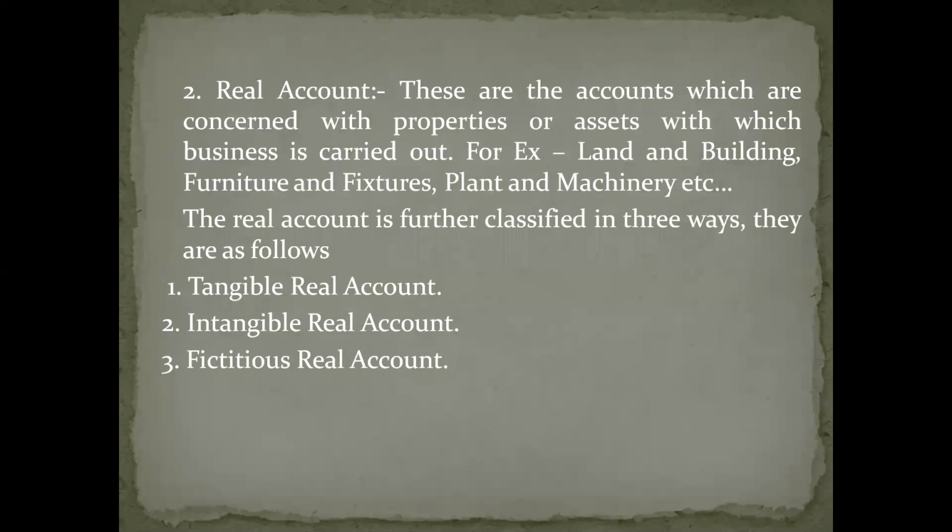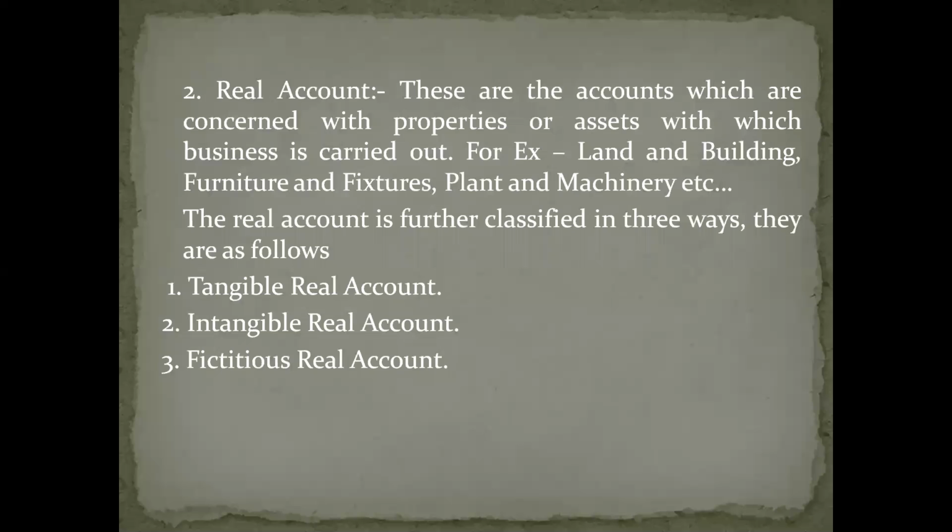You can take certain examples like machinery is an asset, so machinery account is real account. Building is an asset, so it is real account. Plant is an asset, it is real account. Goodwill is an asset, it is real account. Land is an asset, it is real account. So the account that deals with the properties or assets owned by the business is called as what? It is called as real account. Understood? Just as the personal account is further classified in three categories, this real account is also further classified in three categories: tangible real account, intangible real account, and fictitious real account.